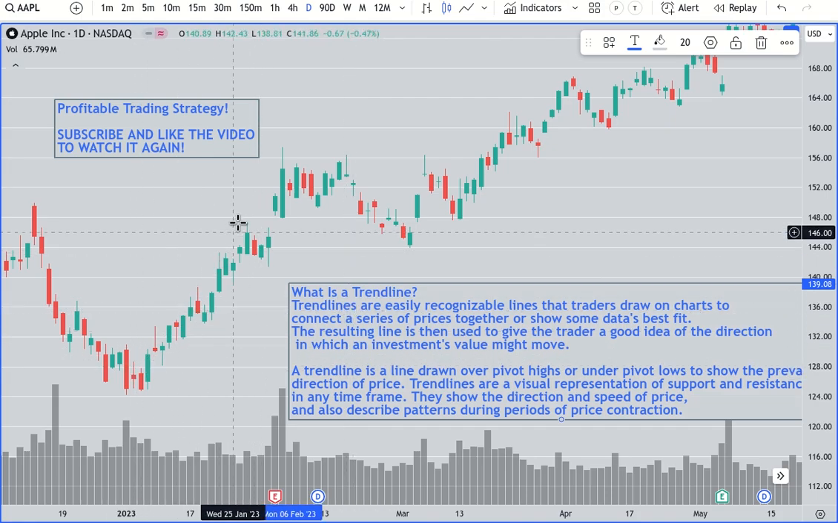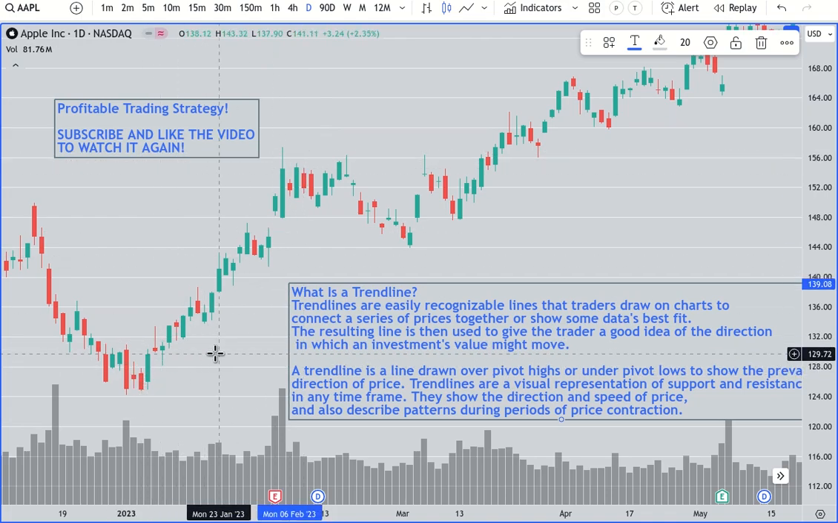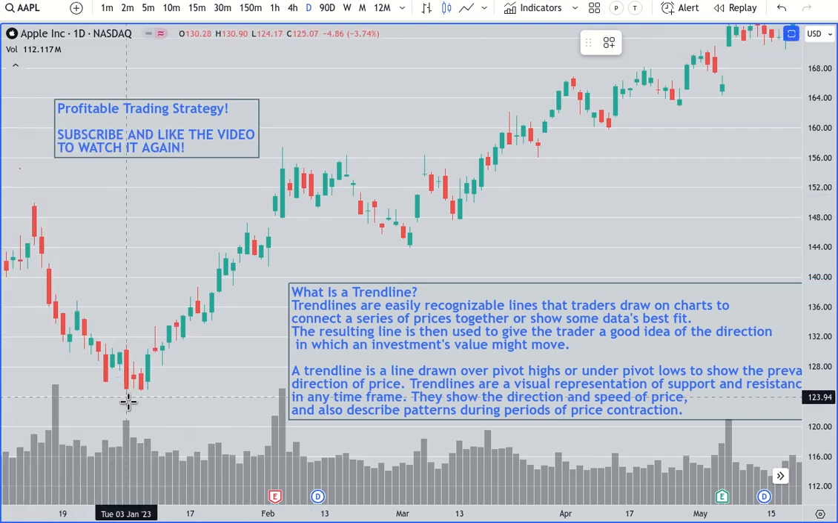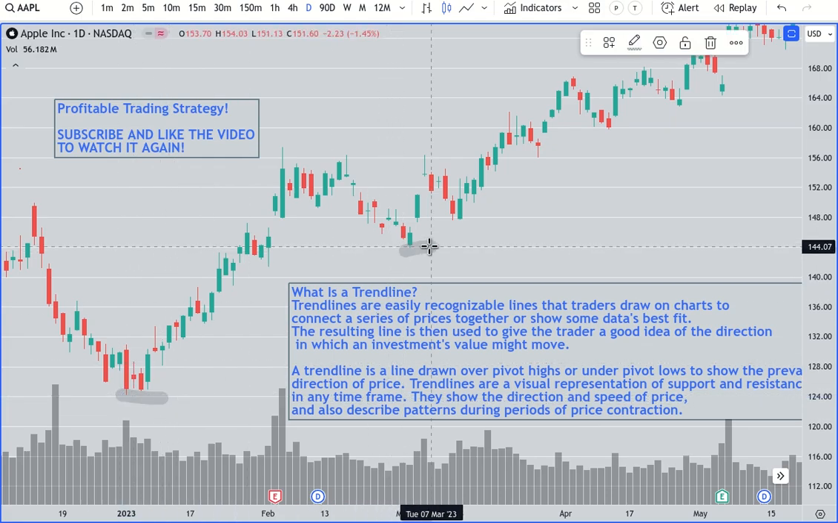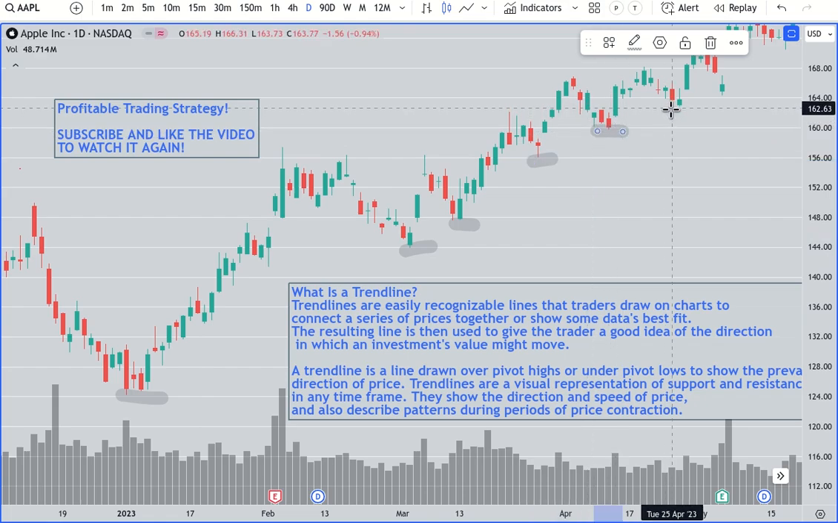Now, here's the price moves, and each candle represents 1 day of price movement for Apple stock, and there's resistance and support. Support helps the price move up, and resistance keeps the prices from going higher. Here's support, here's support, here's support, and any pivot where the price bounces off is called support.